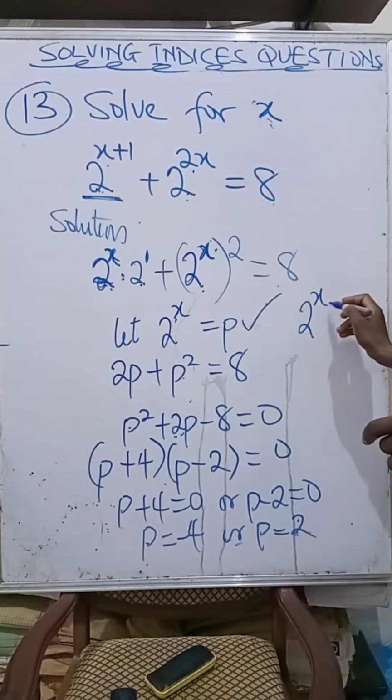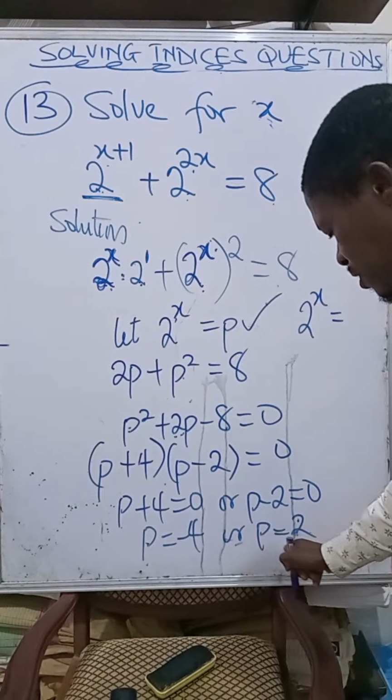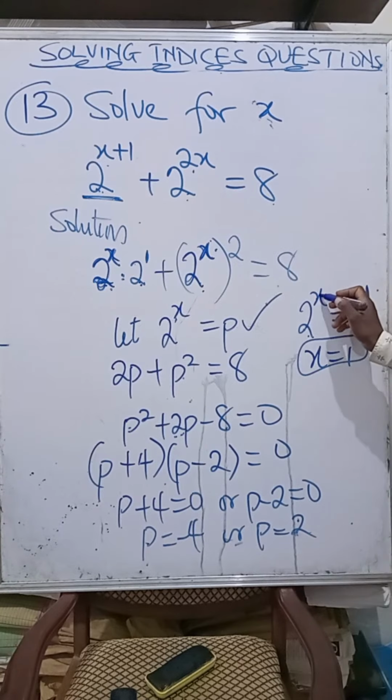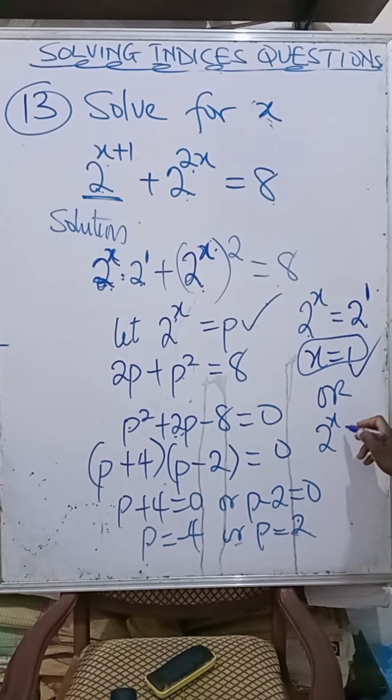2 to the power x is equal to p. So when p is 2, make this one 2 to the power 1. This one has an exponent, make this one also have an exponent. So x is equal to 1, because the bases are the same, so the powers will be equal to each other. Or 2 to the power x equal to minus 4. So this one has no solution. So x is equal to 1. That's our answer for that.